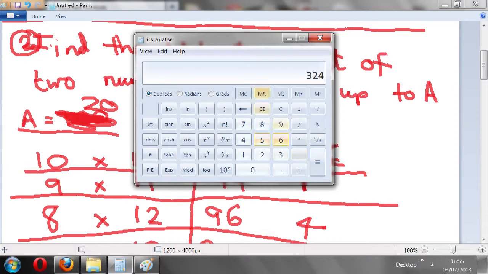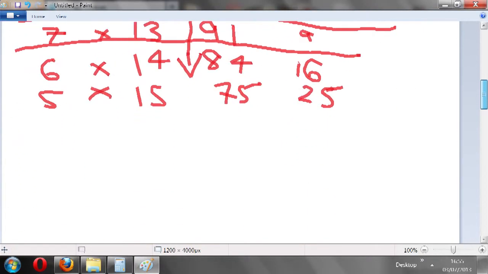So we've got 324. Then if we do 17 times 19, we get 323. So it's 1 squared away. 16 times 20, 320, which is 4 away, so 2 squared away. And you can see that's what happens. So I'm not going to go into that in too much detail. There's not much point really.